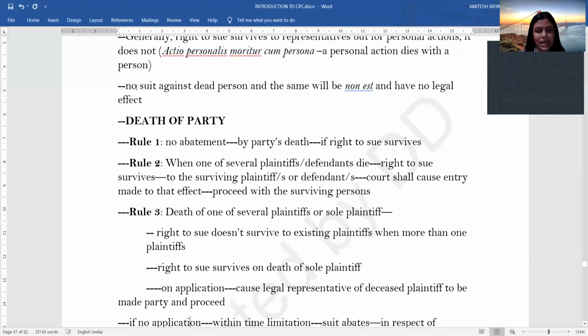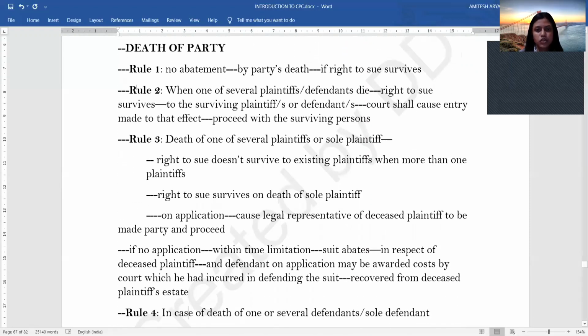Now, the third rule is about the death of one of several plaintiffs or a sole plaintiff. In this situation, if there are several plaintiffs, one plaintiff has died and the right to sue does not survive to the others, or the right to sue survives on the death of the sole plaintiff, the legal representatives of the deceased plaintiff can be made party and may proceed. Now, if no application is made within the time limit, the suit will obviously abate against the deceased plaintiff, and the defendant, on application, can be awarded the costs that he had incurred in defending such a suit.